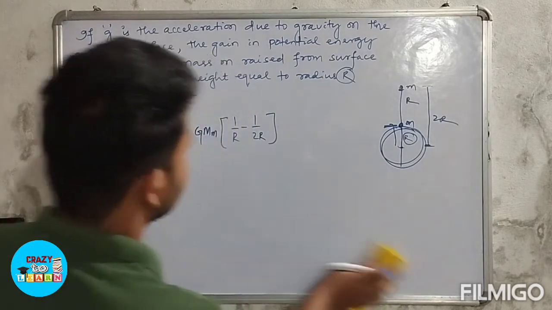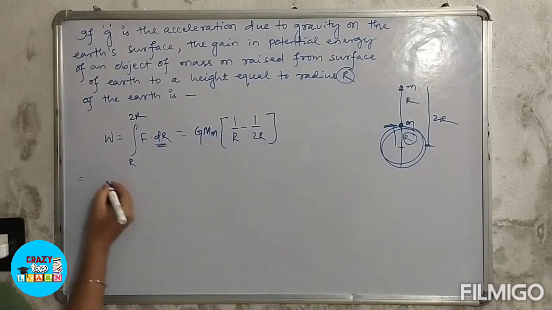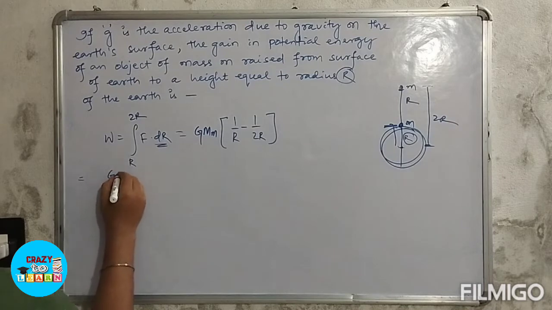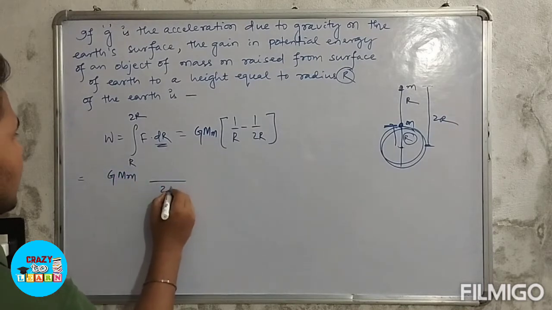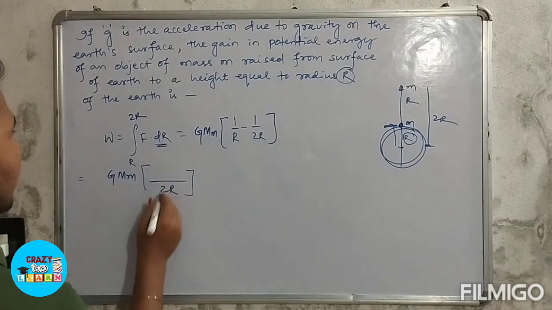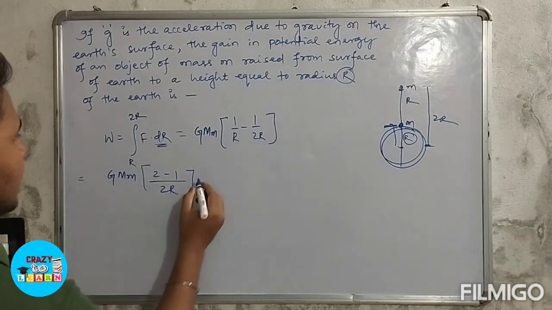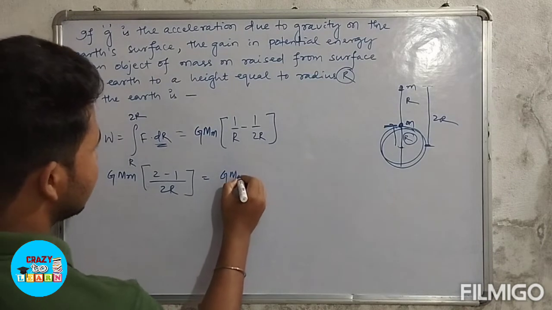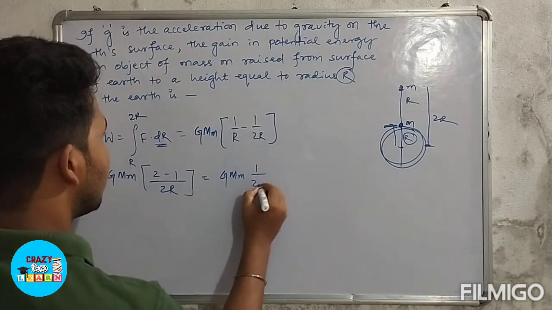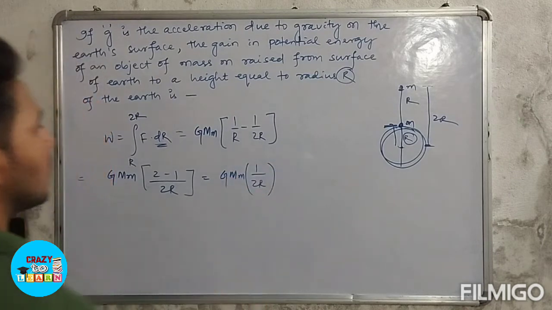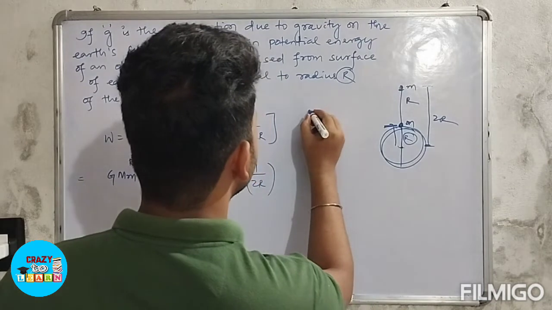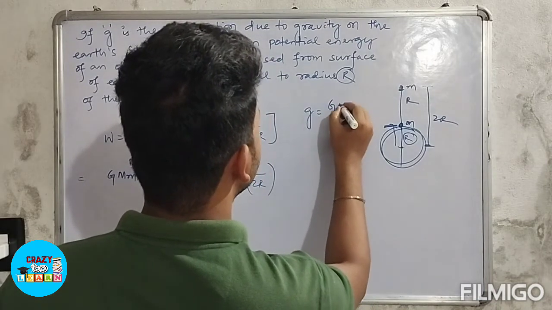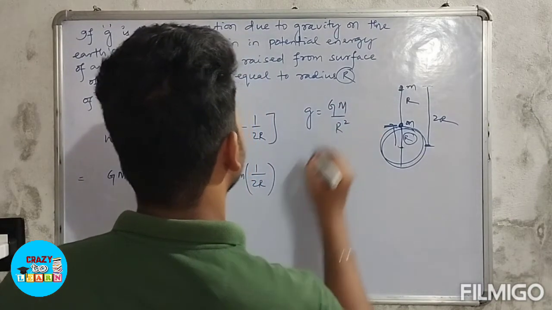Okay, clear? Now just calculate G m small m, LCM when we take, we will get 2r, 2 minus 1, so we will get capital G small m by 1 by 2r. Clear? And we know the acceleration due to gravity small g is equal to capital Gm by r square.